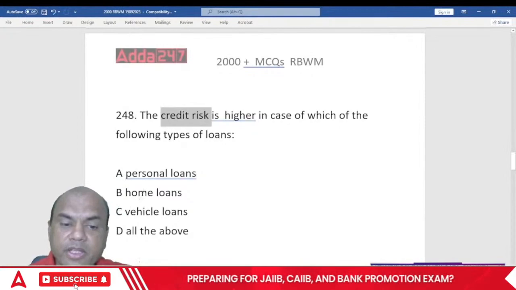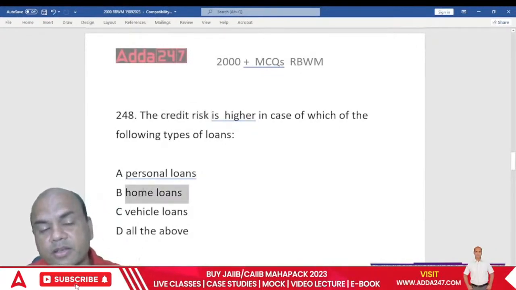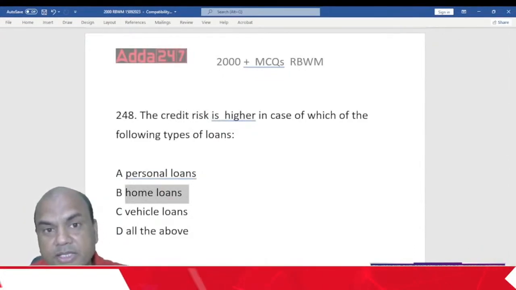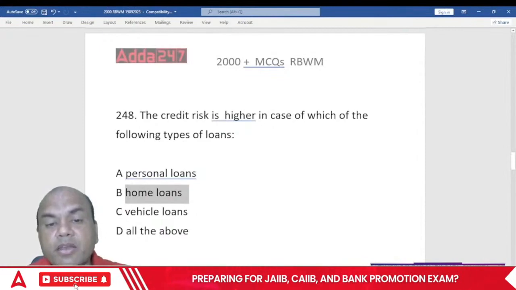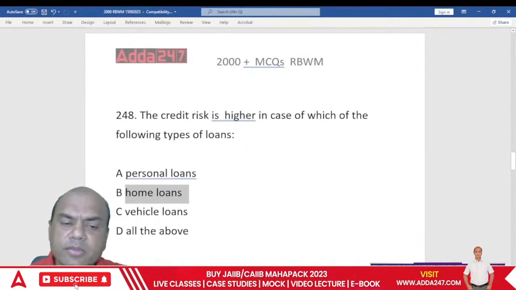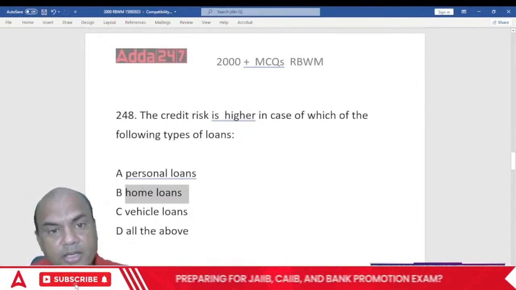Let's see one by one. In home loans, I am having the home, right? The home which I take as a prime security. I have that as a security. Suppose if this borrower does not pay me, then what will happen? The home is mortgaged to me. I'll sell that home and get my money back.